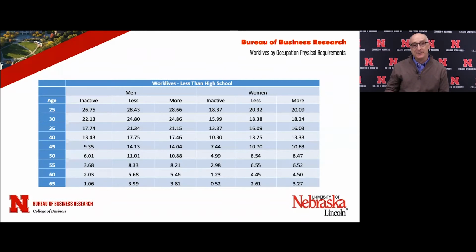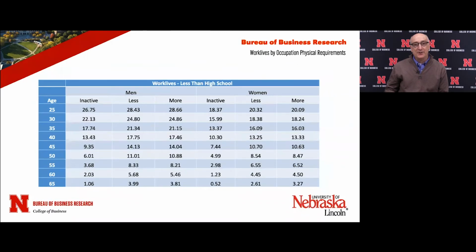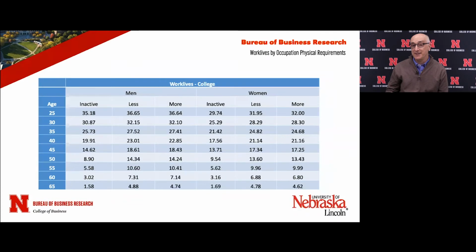And we can look at some additional results. So these are work lives for those with a college education. And you see, again, a very similar pattern. If you're inactive, you've got a shorter work life. If you're in either of the active states, you're going to have very similar work life, whether you're in a physically demanding job or you're in a fairly sedentary job. Now, comparing that to the previous table, you can see that men and women with less than high school degrees have shorter work lives regardless of their labor market state than men and women with college degrees.